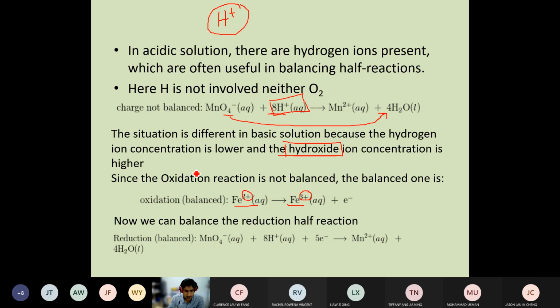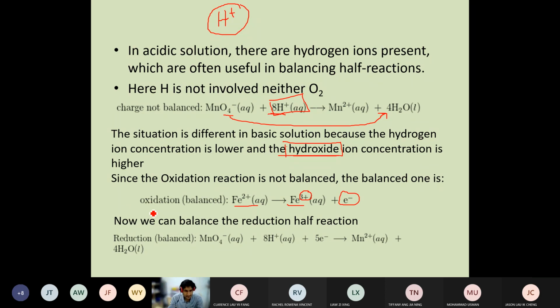Okay, it is releasing one electron from iron 2 plus. For iron 2 plus, it is going to iron 3. To go to iron 3, it has to release one electron, and this electron is coming out from here. As I said, for an oxidation reaction, we have to make sure that the elements are balanced, but the electrons are balanced as well.